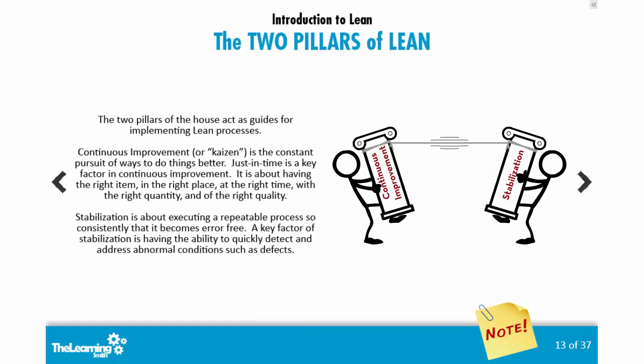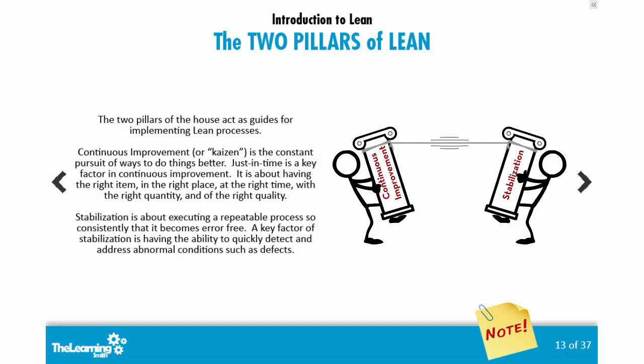processes. Continuous improvement, or Kaizen, is the constant pursuit of ways to do things better. Just in time is a key factor in continuous improvement. It is about having the right item in the right place at the right time, in the right quantity, and of the right quality. Stabilization is about executing a repeatable process so consistently that it becomes error-free.